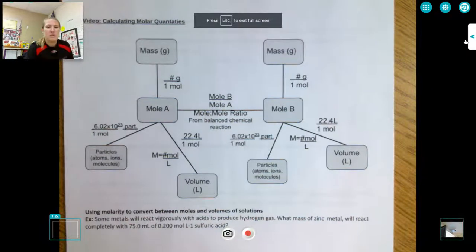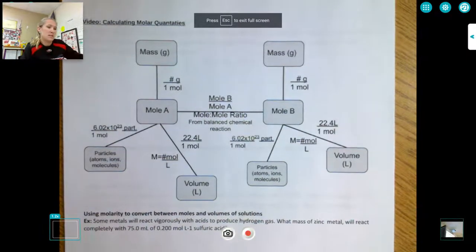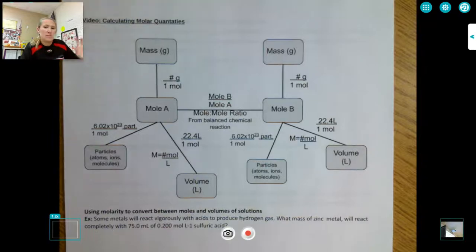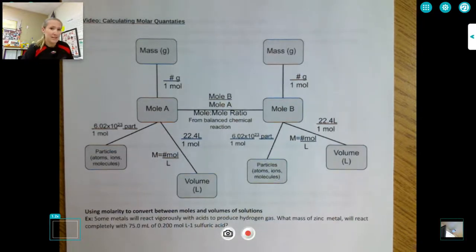Hey AP, this video is on calculating molar quantities. In this video, there are going to be some things that are review, like hydrate calculations and combustion calculations, but then other things that are newer. So we're going to go through a lot of examples with these. I'm going to try to do an example of each type.